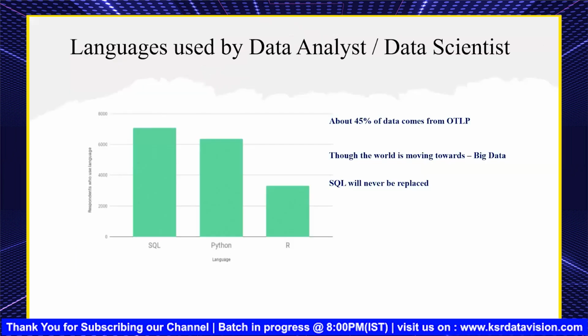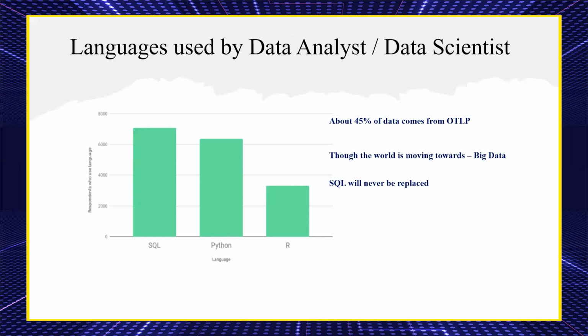Language used by data analysts or data scientists, about 40 to 45% of data comes from OLTP. As we are moving, transactions, right? 45% of data is coming from online transactions. So day by day, will the volume of data increase or decrease? It will increase. But as the volume of data increases, the drawback with SQL is that SQL reads line by line, row by row.